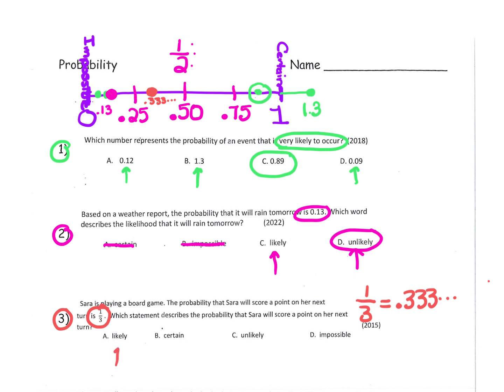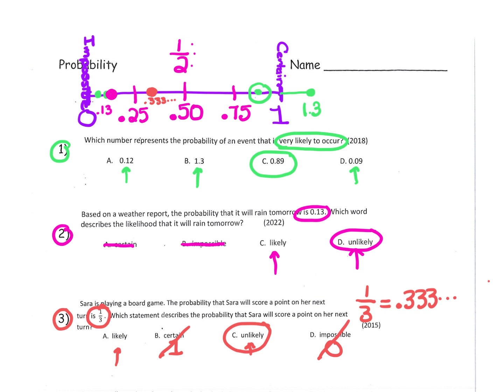So is it likely, unlikely? If we had a probability of 1, it would be certain, so it's not that. And if we had a probability of 0, it would be impossible, so it's certainly not that. Since it falls closer to 0 than 1, we would call this highly unlikely. So there's a few questions that address the probability scale.